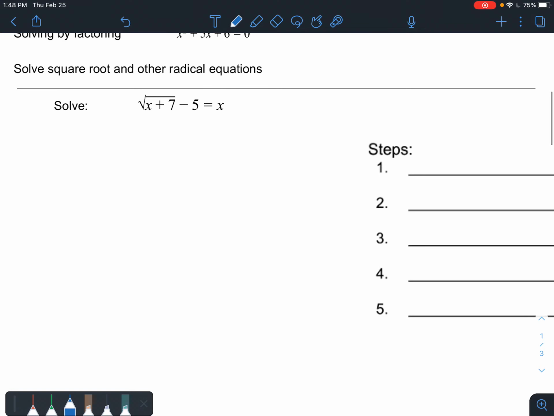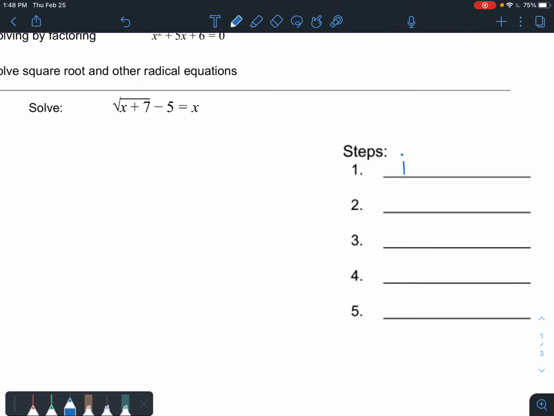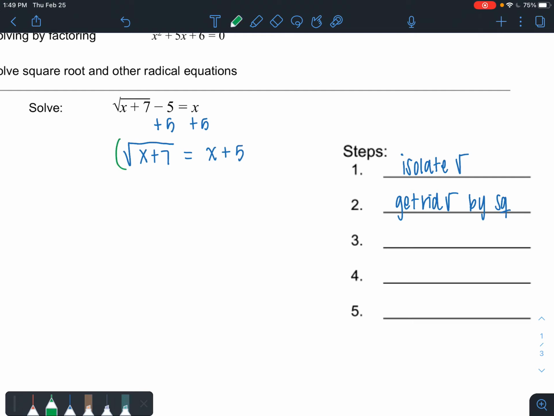So I'm just going to write the steps over here. First we want to isolate the square root sign. To do that, I'm going to add 5 to both sides. So I have the square root of x plus 7 equals x plus 5. Today we're really just focusing on seeing those steps. Then I'm going to get rid of my square root by squaring both sides.